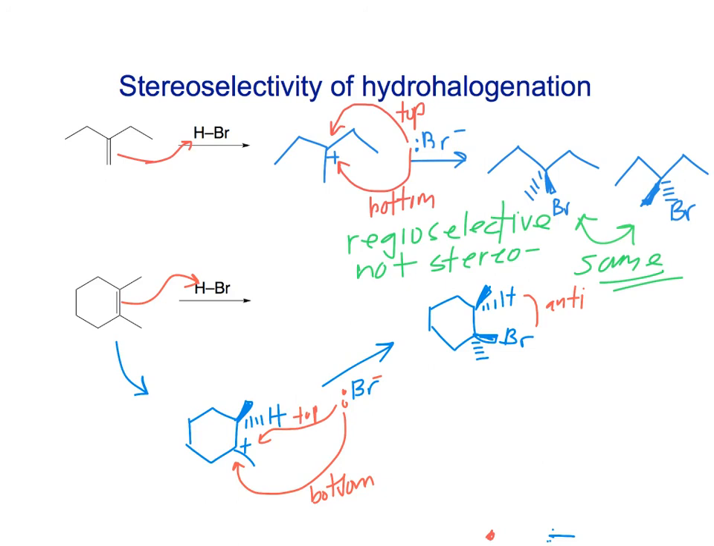Now, if the bromine or the bromide comes in from the bottom, then bromine will be here. The methyl group is on top. So now the H and the bromine are on the same side. This is called a syn addition. Okay, so what is the relationship between these two?